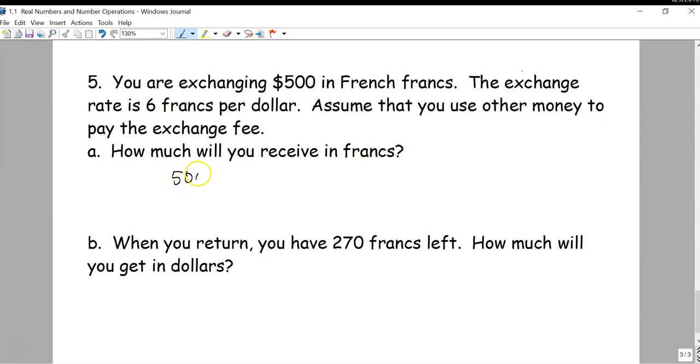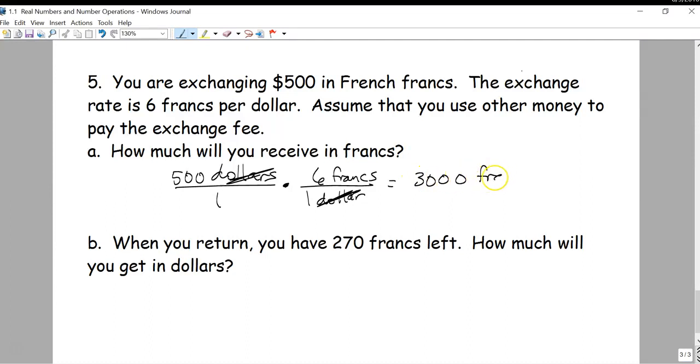So we start with $500. It's not dollars per anything, so it's just dollars over 1. And we're going to use a unit multiplier because I know that in $1, there are 6 francs. Notice I put dollars in the denominator because dollars was in the numerator in the other fraction. I want to be able to say dollars divided by dollars is 1 because I'm converting to francs. So I'm going to say 500 times 6 is 3,000, and my units are francs.